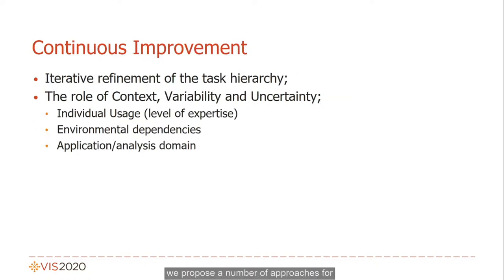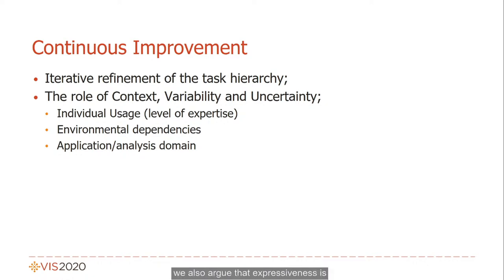We propose a number of approaches for continuous improvement. It's rare to be able to accurately infer a user's intent on the first try, and the same is true of provenance analysis. The process of constructing an abstraction mapping mechanism will need to be performed iteratively, where each iteration will involve revisiting all stages of the framework in both the top-down and bottom-up approach.